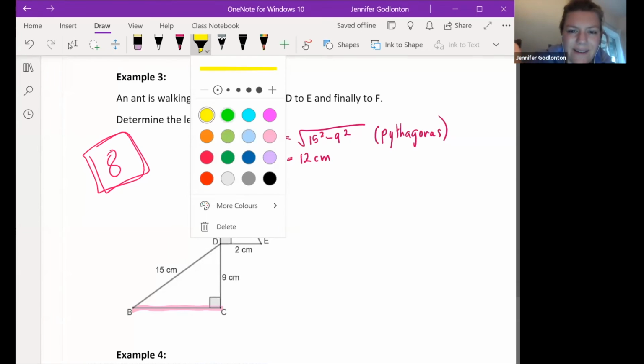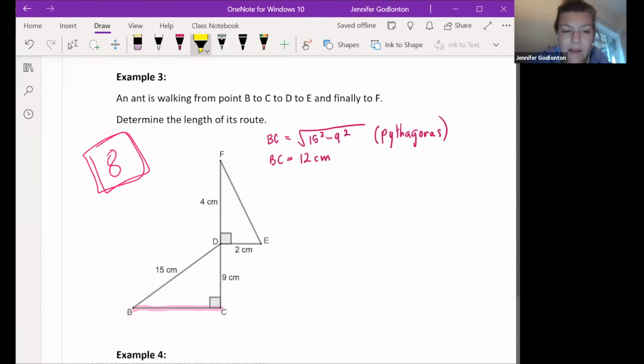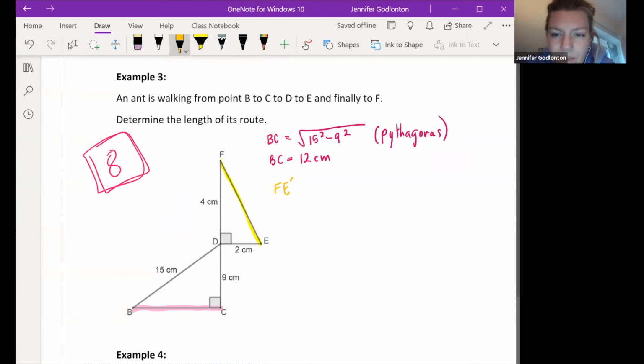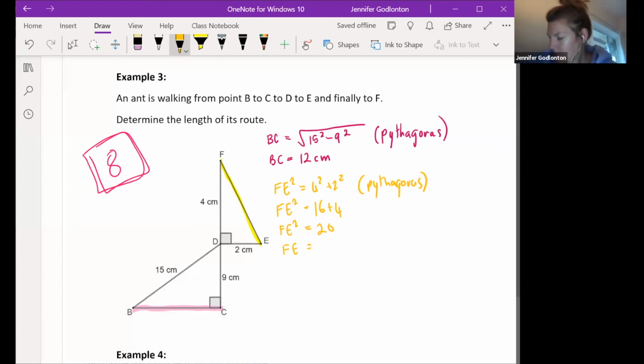Piwe, talk me through the next part. Okay, ma'am, so I did it the long way. That's fine. I'm happy with either way. You're working on FE here. Yes, ma'am. I said FE squared is equal to 4 squared plus 2 squared, which is Pythagoras. Next line, FE squared equals 16 plus 4. Good. Next line, FE squared is equal to 20. Good. And then FE is equal to the square root of 20.